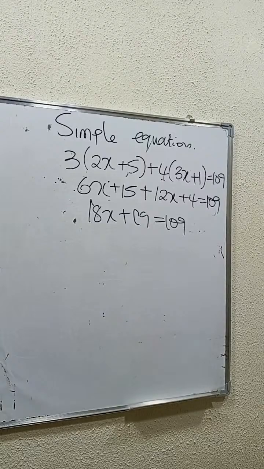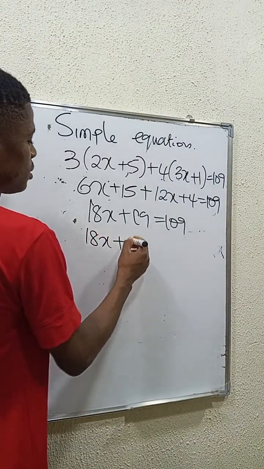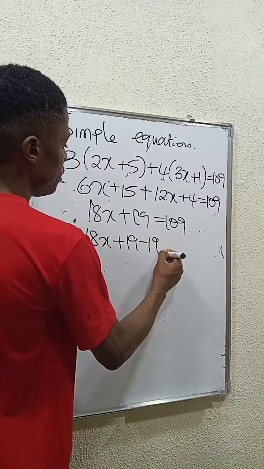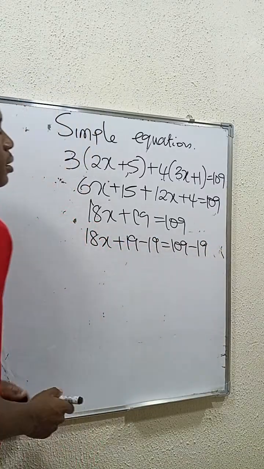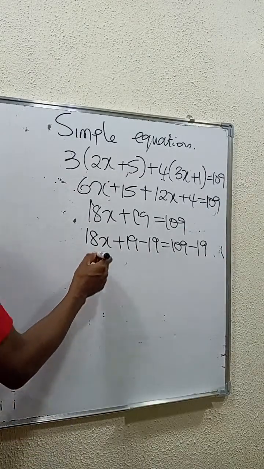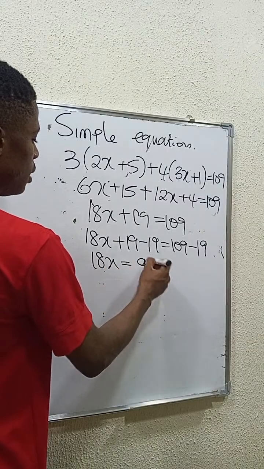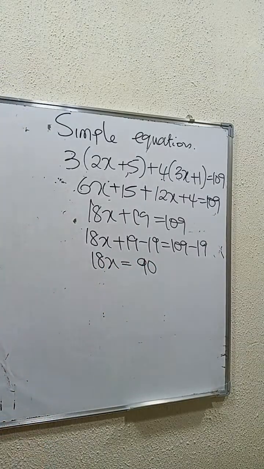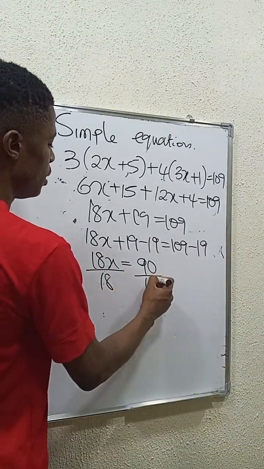Okay, so if you have this, you can see we have 18x plus 19, take away 19, is 109 minus 19. Okay? So you have it as 18x is equals to 90, right? You divide by 18 and divide by 18.